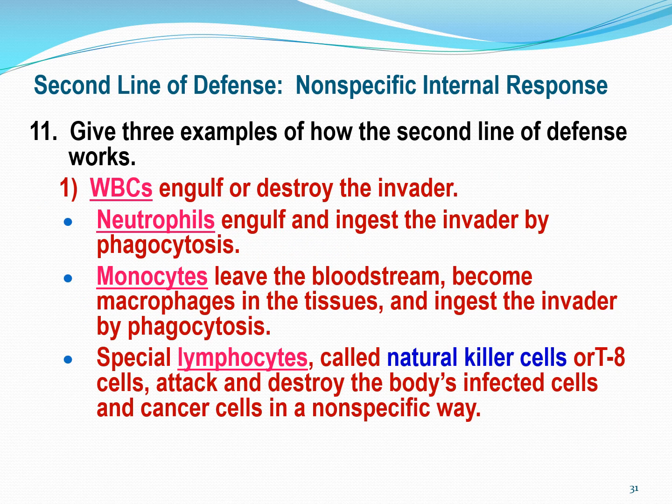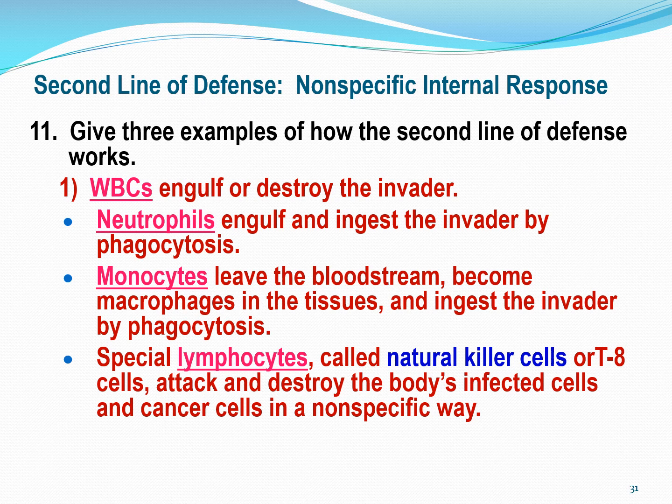So here's some examples of our second line of defense, okay? You're going to need to know these. WBCs, right? They go out and they engulf or destroy the invaders. Neutrophils engulf and ingest the invaders by phagocytosis. Monocytes leave the bloodstream, become macrophages out in the tissue, and ingest the invaders by phagocytosis. And the special lymphocytes called natural killer cells, or T8 cells, attack and destroy the body's infected cells and cancer cells in a non-specific way.